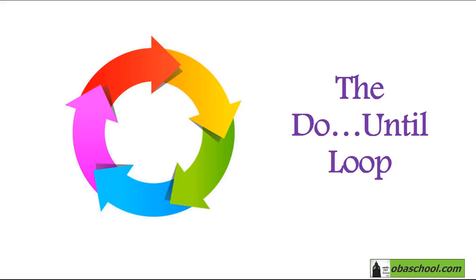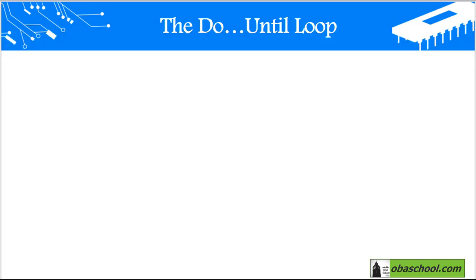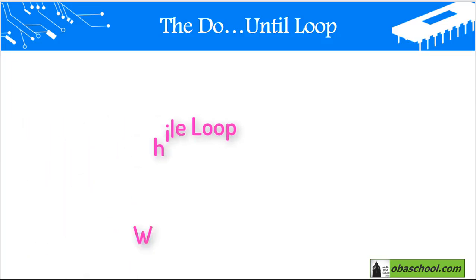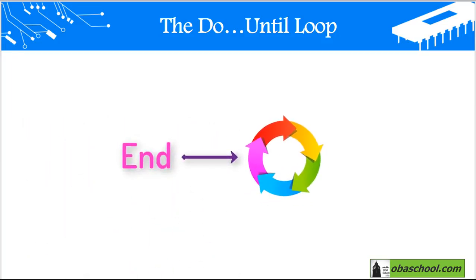Hello everyone. Today's explanation is about the do until loop. This loop differs from the while loop in that it tests the loop condition at the end of the loop rather than at the beginning.